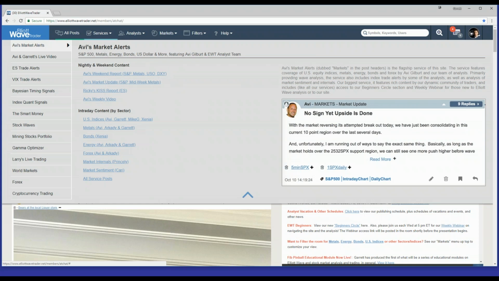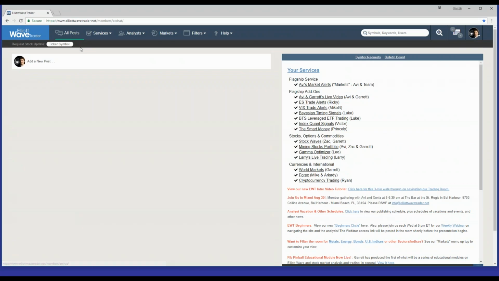We have one that's focused strictly on mining stocks, and one that is option focused. So Gamma Optimizer looks at different option trades. Another service that I'm part of is World Markets, and Forex. World Markets is basically the other major indexes around the world, the DAX, the FTSE, the Nifty, etc. Then Forex, and then cryptocurrency. So again, we try to provide all the analysis that you could ever want when you come here, but if you just signed up for a free trial of every service, it's going to be way too much information to take in all at once.